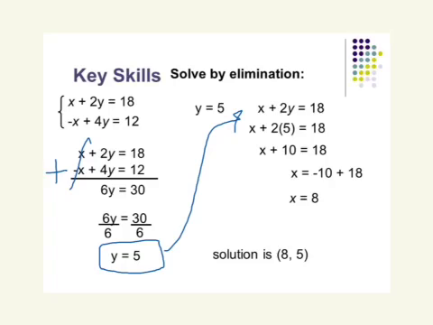We'll go ahead and choose the first one. So when we plug in 5, we have x plus 2 times 5 equals 18. 2 times 5 is 10. Then we subtract 10 from both sides, and our x value is 8. When you have an x value and you have a y value, you then have an ordered pair solution. So our solution is 8, 5.